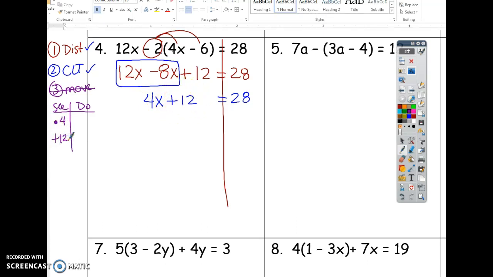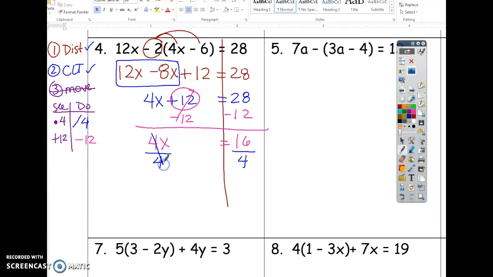So if you want, you can pause the video and finish working it out. So what are you going to do first? You're going to subtract 12, minus 12, minus 12. Okay, 28 minus 12, that's 16, equals, bring down 4x. And then the last step is to divide by 4. So divide by 4, so the 4 cancels, and that leaves you x equals 16 divided by 4 is 4.